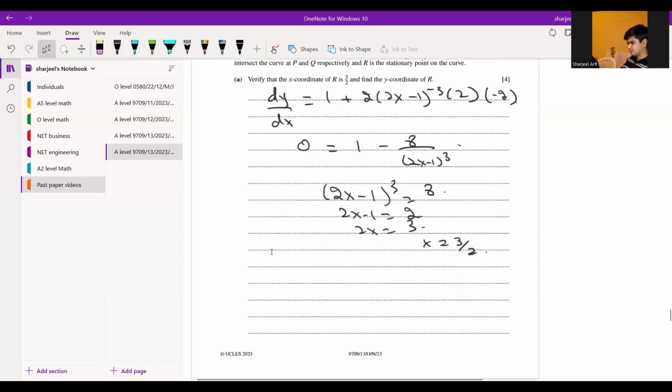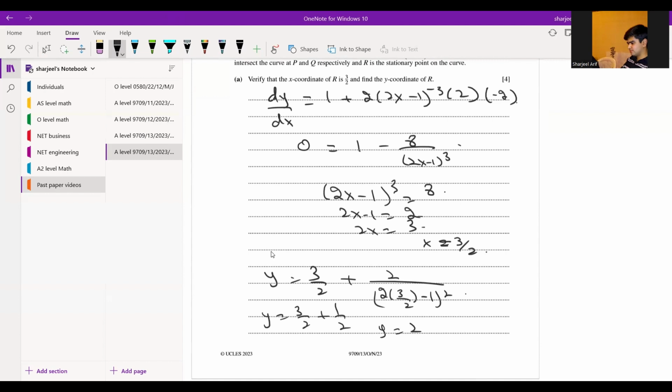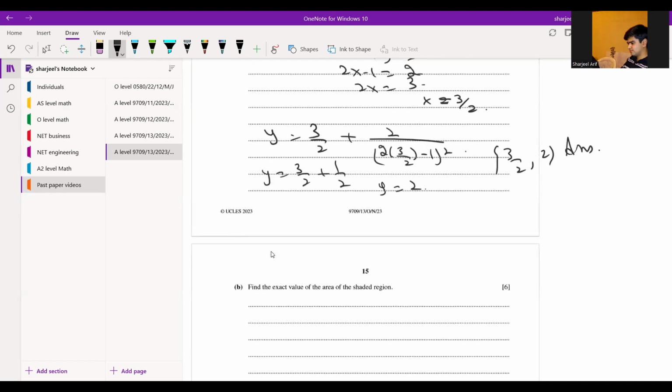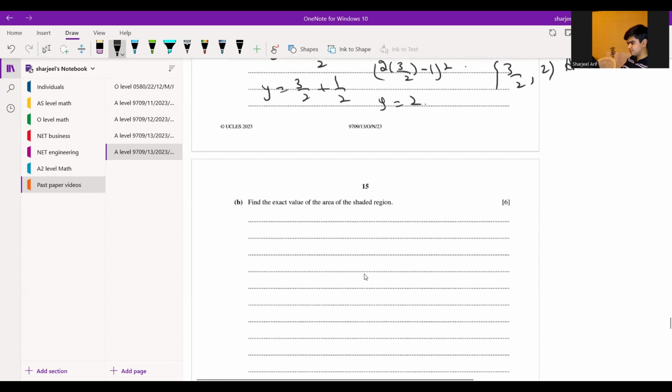So if x is equal to 3 by 2, y will be equal to 3 by 2 plus 2 over (2 into 3 by 2 minus 1) whole squared. So y is equal to 3 by 2 plus 1 by 2. Y will be equal to 2. So the coordinates are 3 by 2 and 2. This will be our answer. Now we have to find the exact area of the shaded region. For this, we have to find the area of the trapezium and the area under the curve.